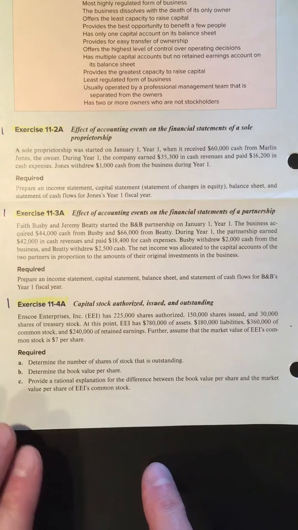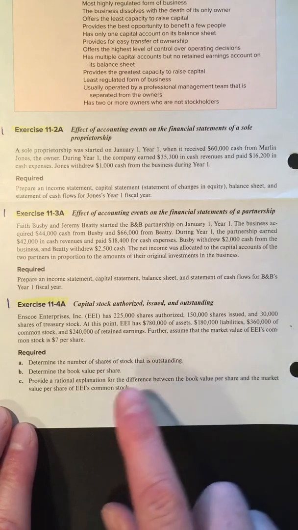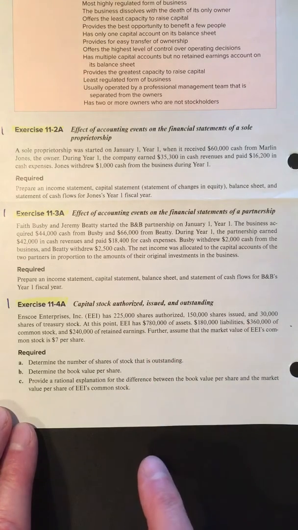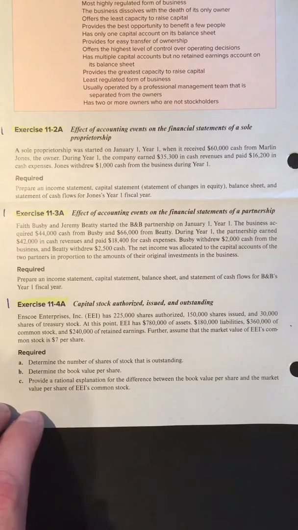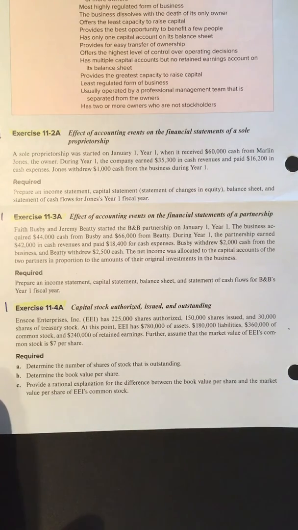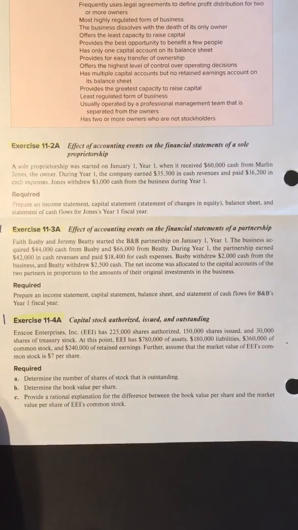At this point, EEI has $780,000 of assets, $180,000 of liabilities, $360,000 of common stock, and $240,000 of retained earnings. They have a market value of $7 per share. So this problem's asking you a couple of different questions here. So the first thing, A, the number of shares of stock that is outstanding. Outstanding means owned by shareholders.